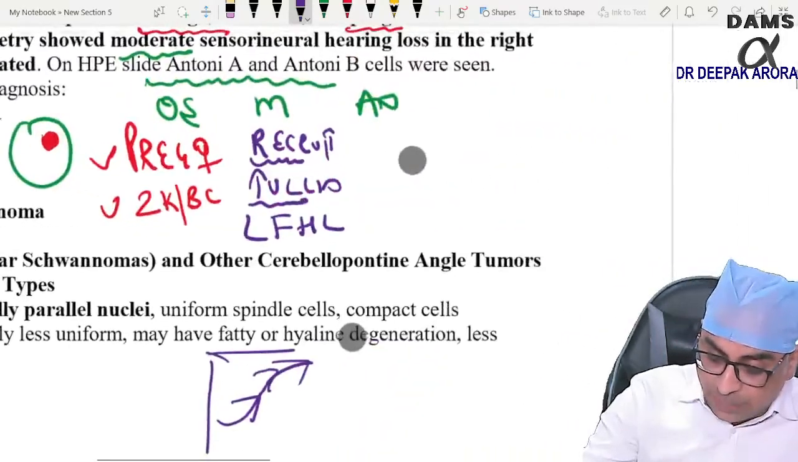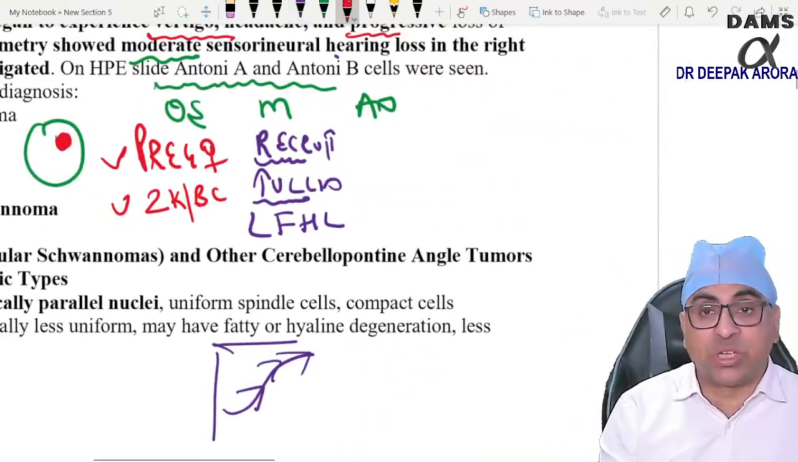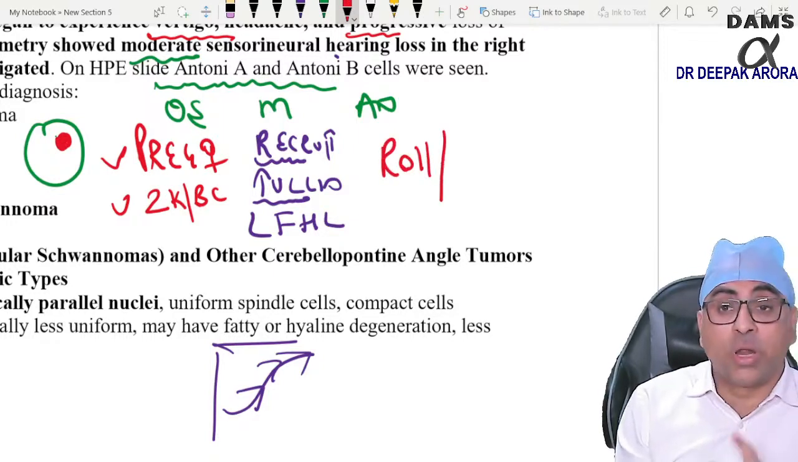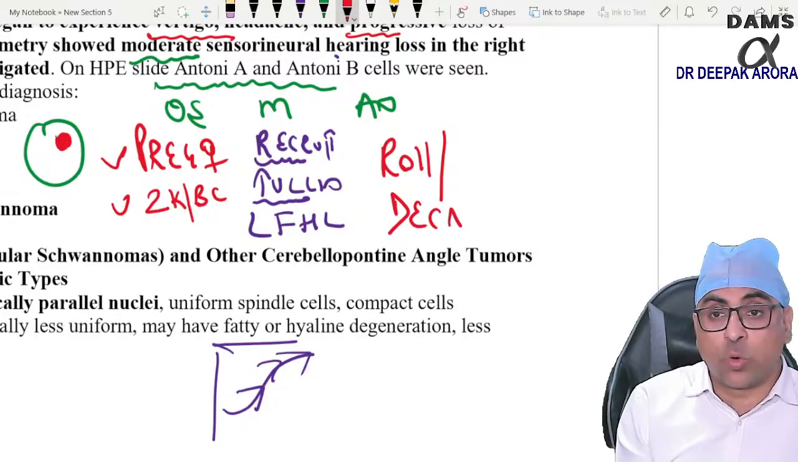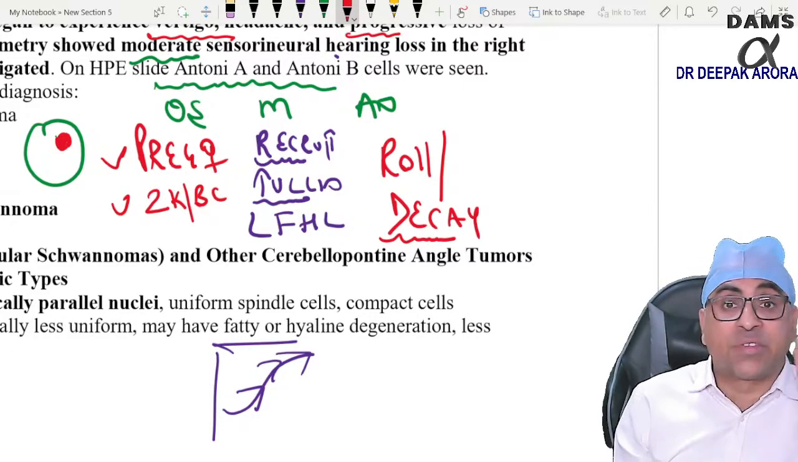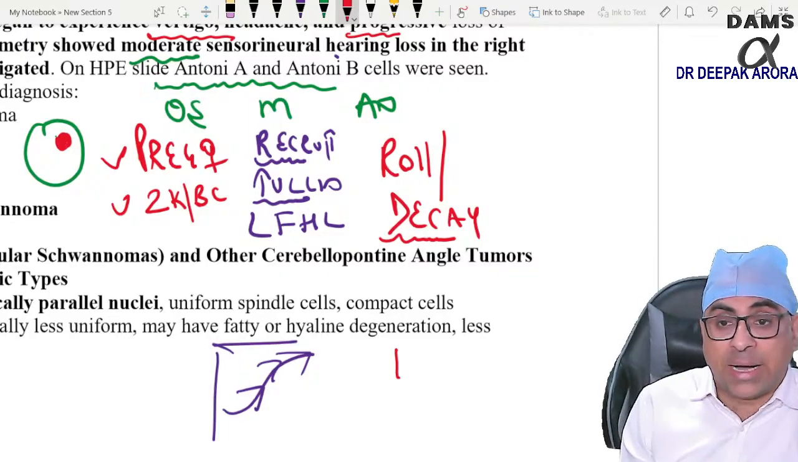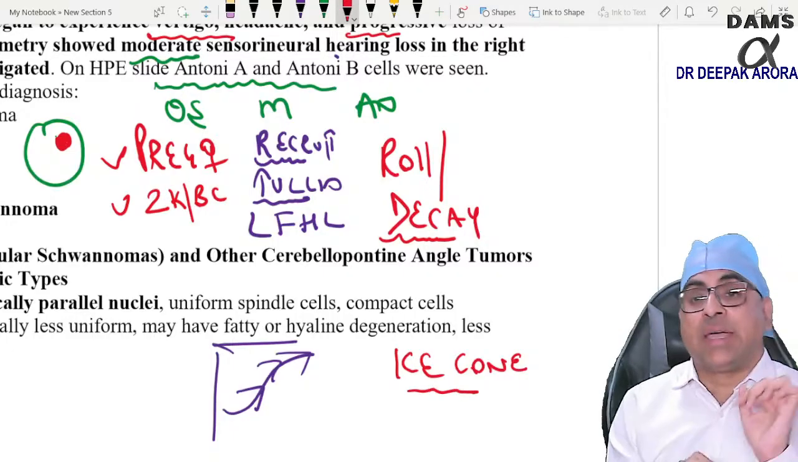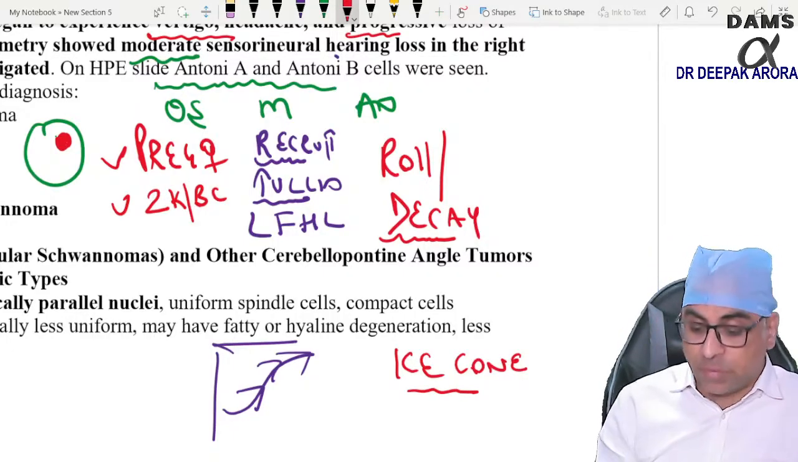If the examiner gives me a rising curve graph, low frequency hearing loss, we go in favor of Meniere's disease. In the MCQ, if the examiner mentions rollover phenomena, or decay test, positive tone decay test, threshold decay test, rollover phenomena, or the examiner uses the words ice cone appearance in the MCQ, that is going in favor of acoustic neuroma.